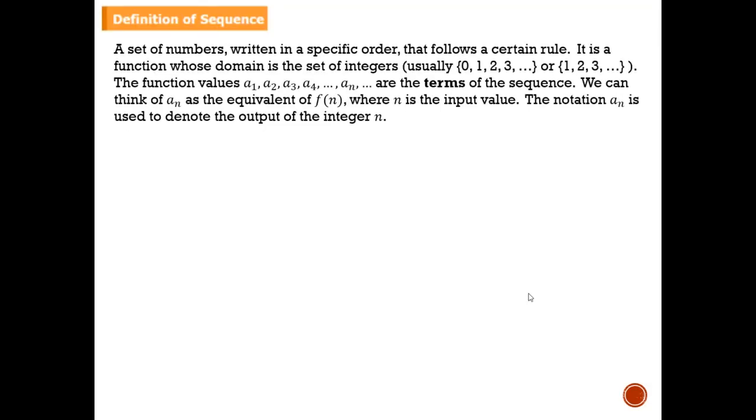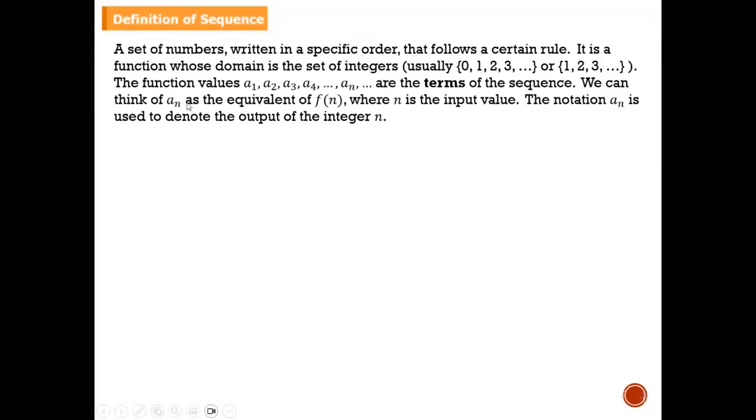Okay, so what is a sequence? A sequence is a set of numbers written in a specific order that follows a certain rule. You can also look at it as a function, right? The domain is the set of integers. So right here, we sometimes start with 0, 1, 2, 3, and so on, or sometimes we start at 1. So these are the inputs of our domain, and the values of the function are the terms of our sequence. We label them A1, A2, and so on.